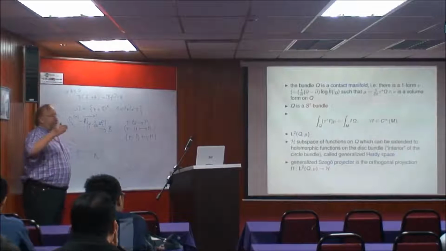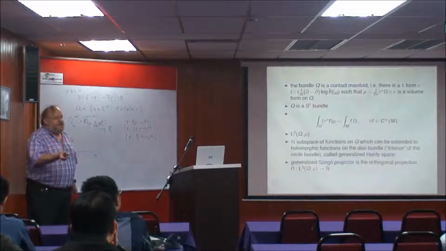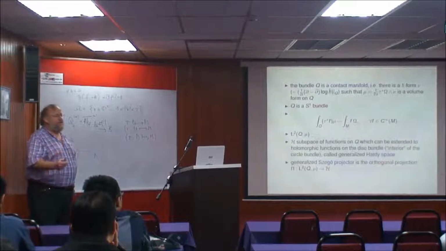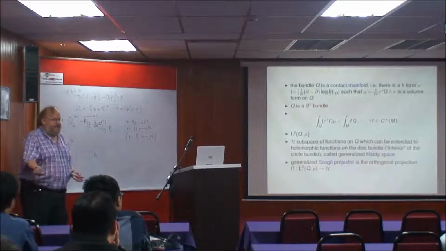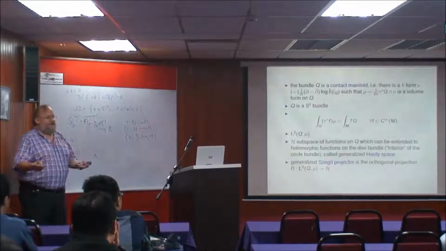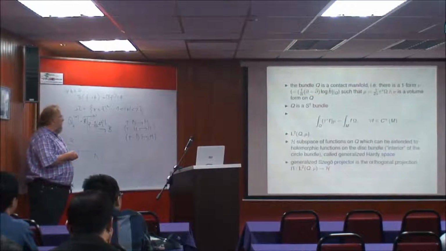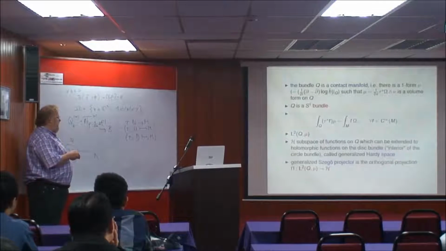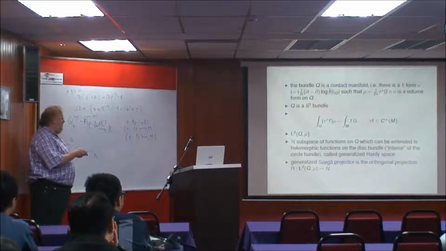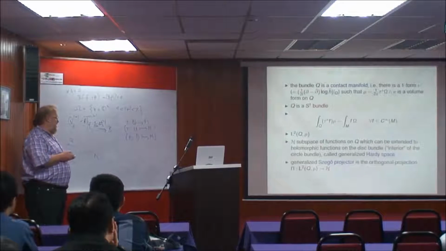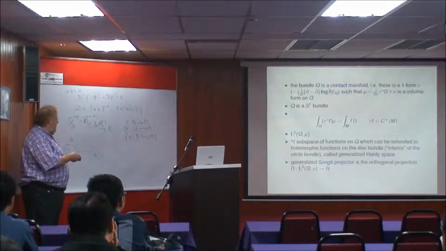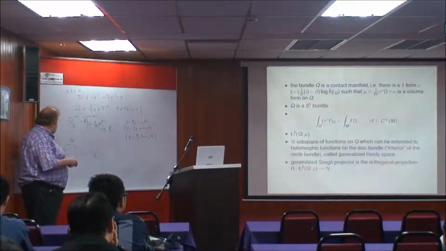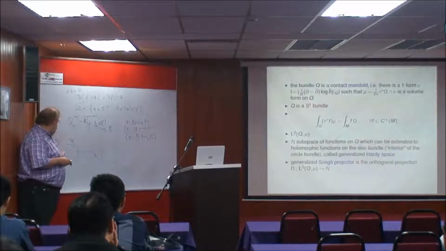So we can integrate at least those functions which are coming from the manifold M, either upstairs or downstairs. We have the L2 space on Q with respect to this volume form there. And we have the subspace of the functions on Q. You see, Q is this S1 bundle here.